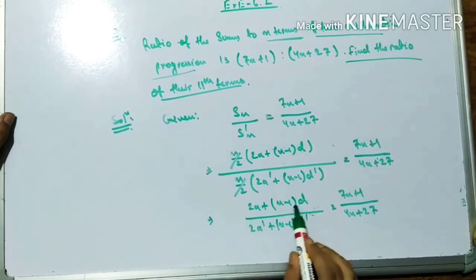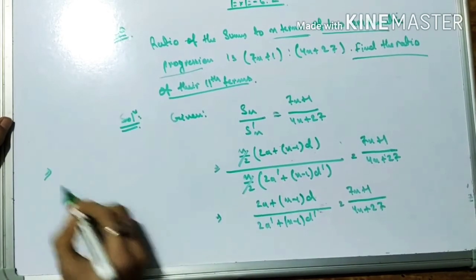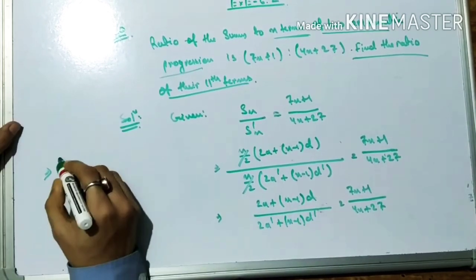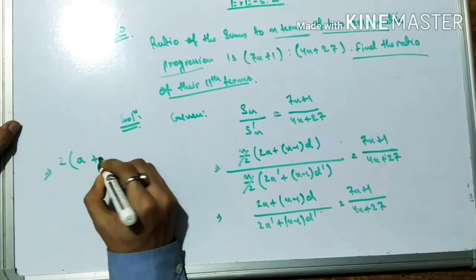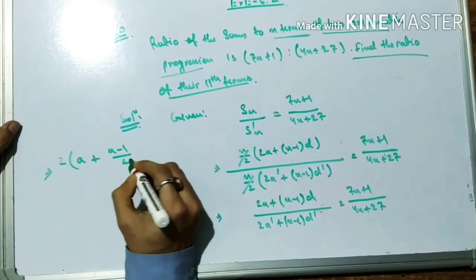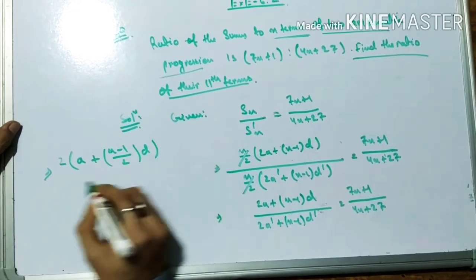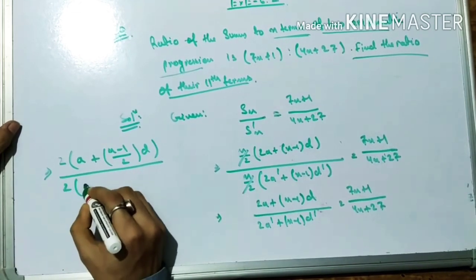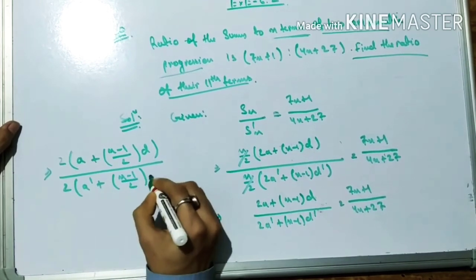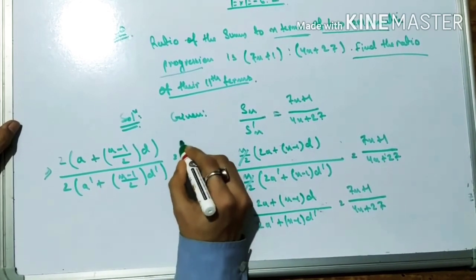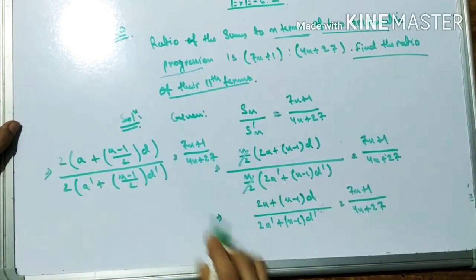So you see in here what I will do, from here I will take 2 common. From the left hand side I will take 2 common. If I take 2 common I will get a plus n minus 1 by 2 d by a dash plus n minus 1 by 2 d dash is equals to 7n plus 1 by 4n plus 27.